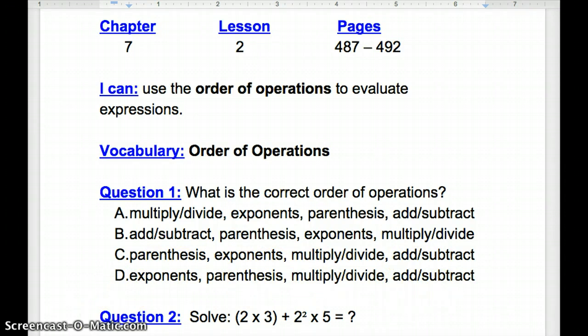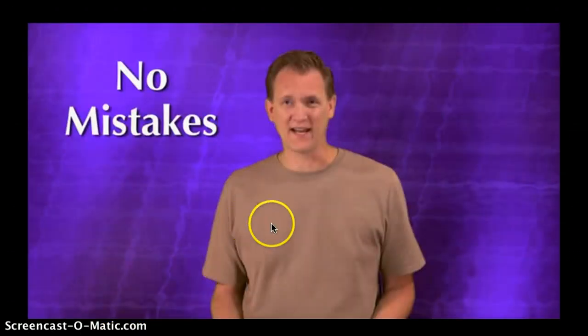And question 2 is going to have you apply this. So it has this problem here, and you have to use the order of operations in order to correctly solve it. Alright, this video will explain the order of operations.